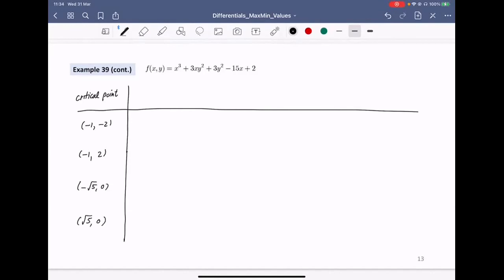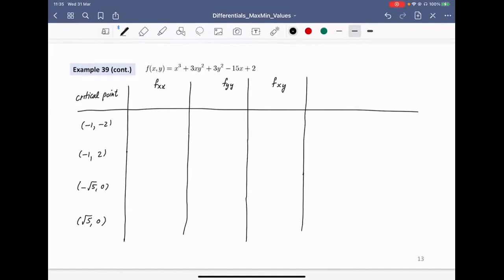So we have 4 critical points here. We're going to compute f double prime x, fxx. And after that, we're going to compute fyy. And after that, we're going to compute fxy. And the next column, we are going to compute D, which is equal to fxx times fyy minus fxy squared. And then at the end, we're going to make a conclusion. All right, let's see what you get.